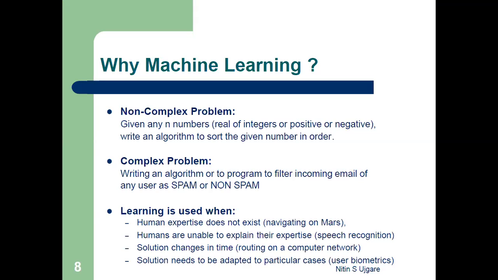Now we'll come to the complex problem. So what are the complex problems? For example, writing an algorithm or program to filter the incoming email of any user as spam or non-spam can be a complex problem. Now let us discuss this example. Let's say that if an incoming email has the words shopping, win prizes, discount offer, sales, then such emails should be filtered as spam for some user X.